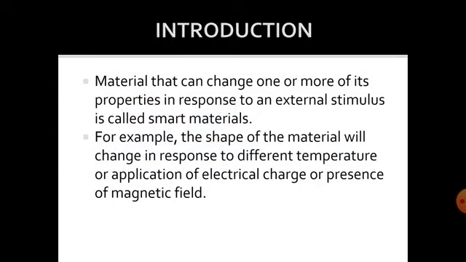So starting with the introduction part, a material that can change one or more of its properties in response to an external stimulus is called a smart material. That means a material that can change its properties according to conditions. Like if we talk about temperature, if the temperature is high, it may get extended, or if the temperature is low, it may get contracted, or vice versa. So that is called the quality of the material, that is, the flexibility of the material.